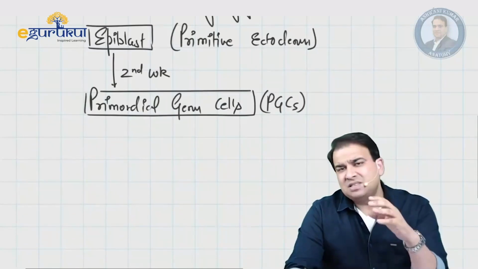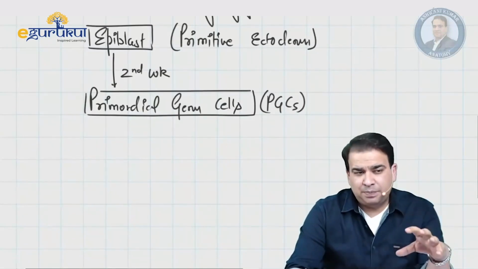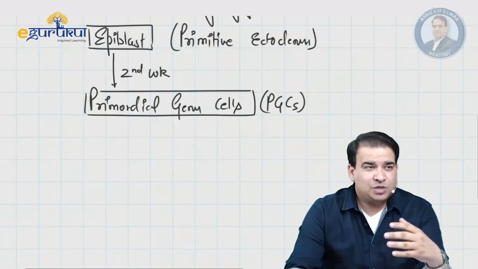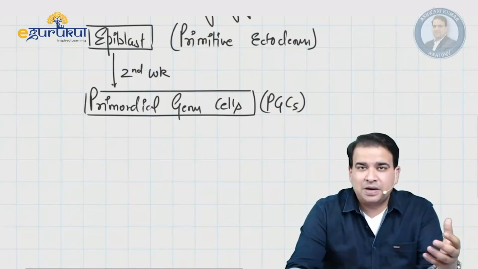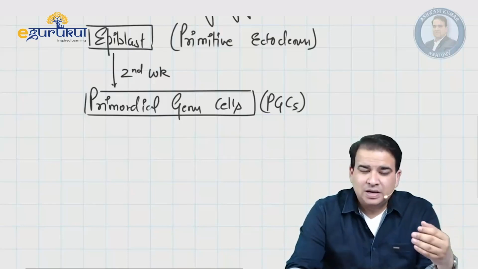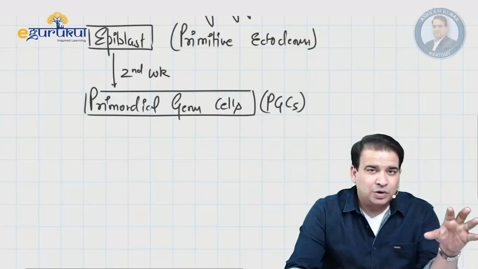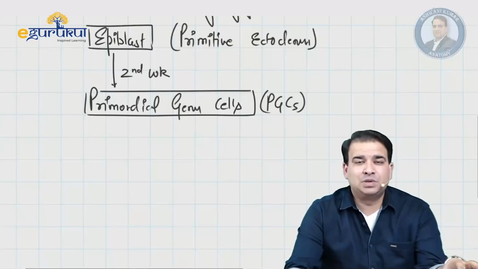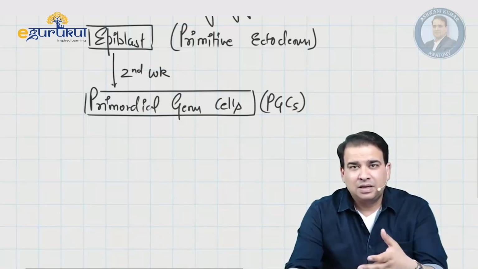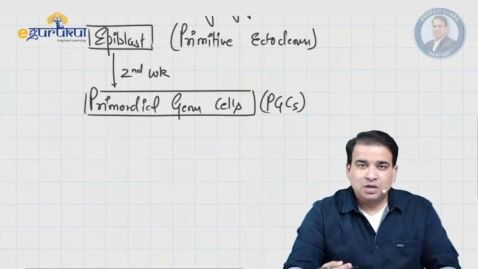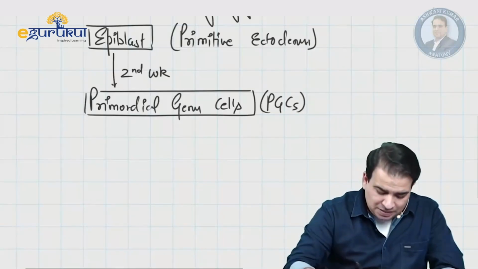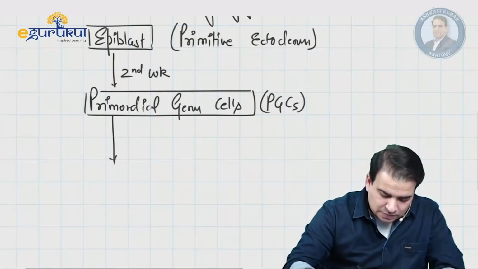But the thing is, this is just the second week only. Even if the primordial germ cells are derived from the epiblast, they cannot go directly to the genital ridge. There is no genital ridge in the second week. Genital ridge is something which will give rise to the gonads, to the testis and ovary. But those future testis and ovary will develop from the intermediate mesoderm. And imagine we do not have mesoderm before the third week, and we are talking about the second week right now. So these primordial germ cells are derived from the epiblast. That is correct.